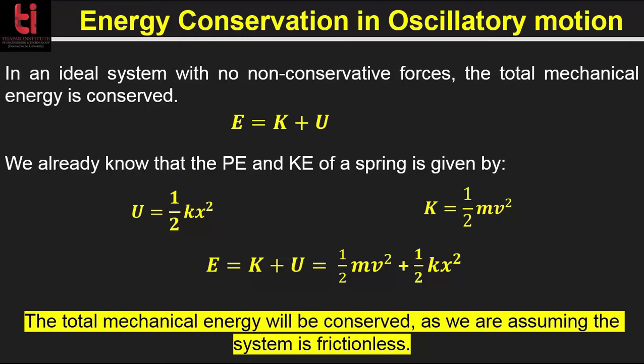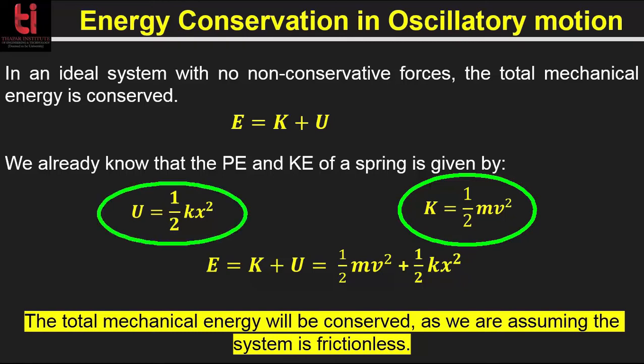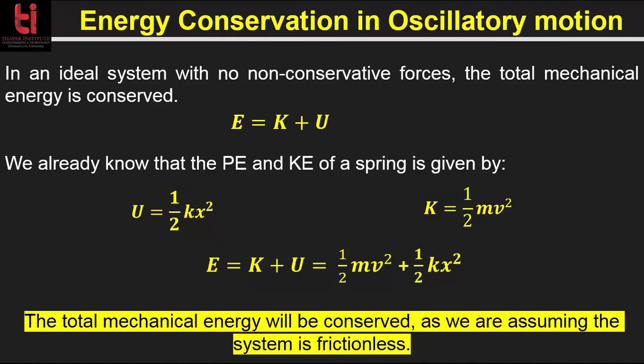The kinetic energy is due to the motion, and K is equal to half mv square. The potential energy U is the energy stored in the spring and is equal to the work done in extending or compressing it, and that will be equal to half kx square. Now, in an ideal system with no non-conservative forces, the total mechanical energy is conserved.